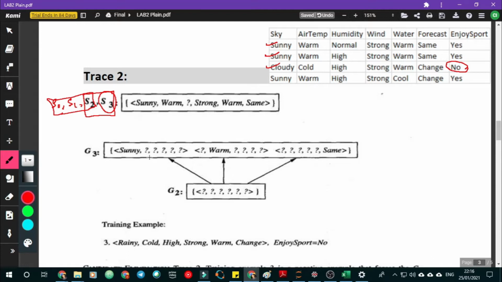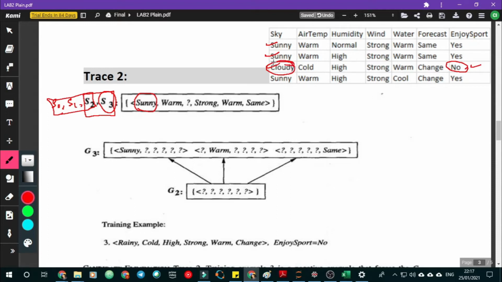Then I need to make changes to my general hypothesis. So how do I make a change to my general hypothesis? This is a case of negative. I need to change. How? I need to compare this specific hypothesis with the present instance. If both are different, then what will happen?